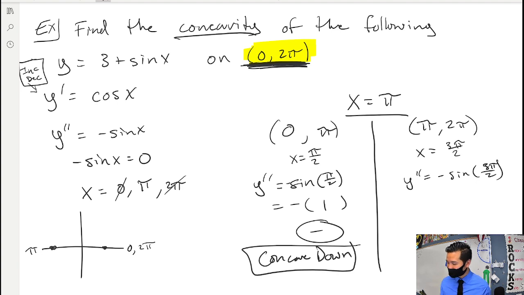Negative 1. If you don't know these yet, you can plug them into a calculator. You can also plug in other values that are between there and still get the same result, because remember, we don't care what the number value is. We don't care about the decimal. We just care about the sign. So I'm going to end up with negative 1, which tells me this sign is going to be a positive sign, which means this is concave what? Up. Concave up.